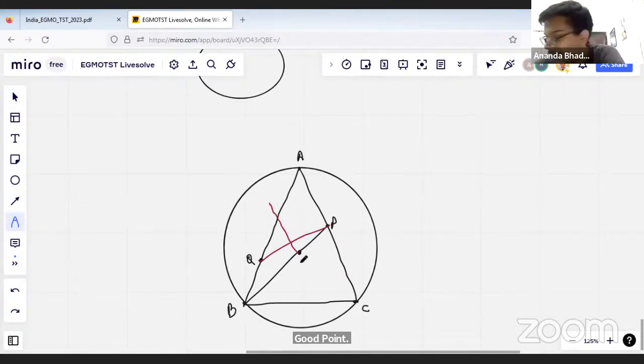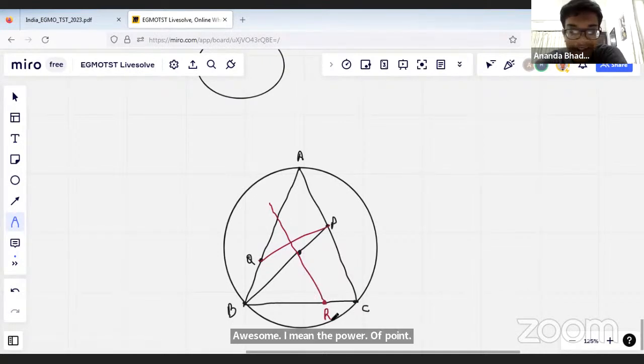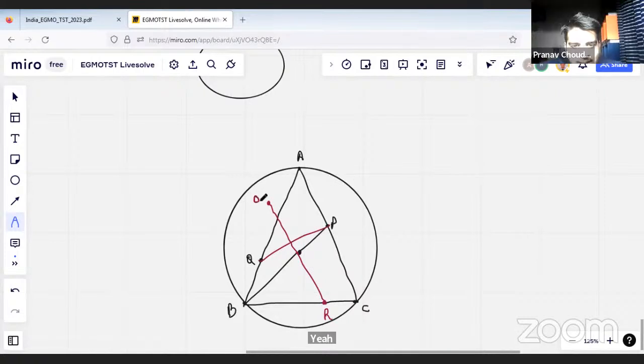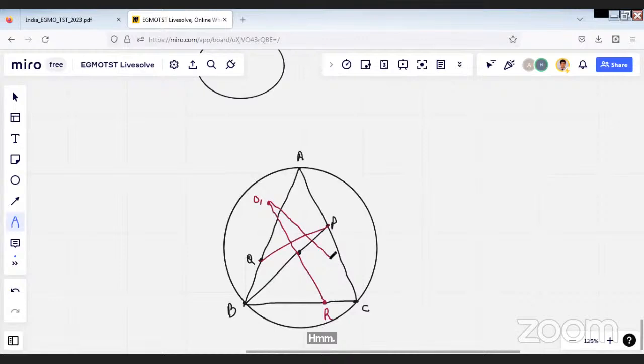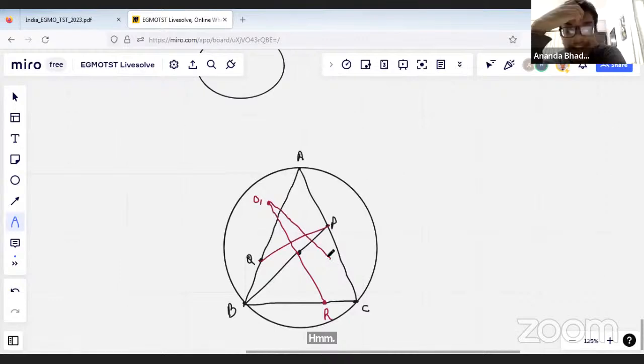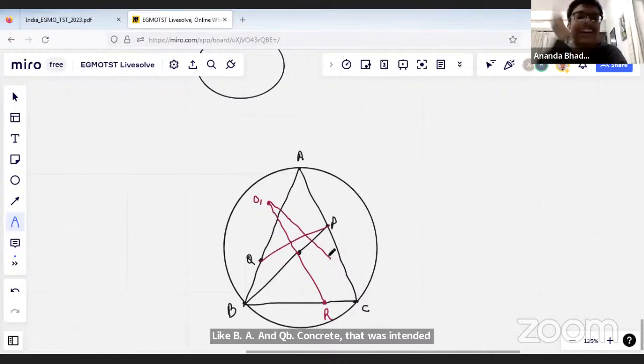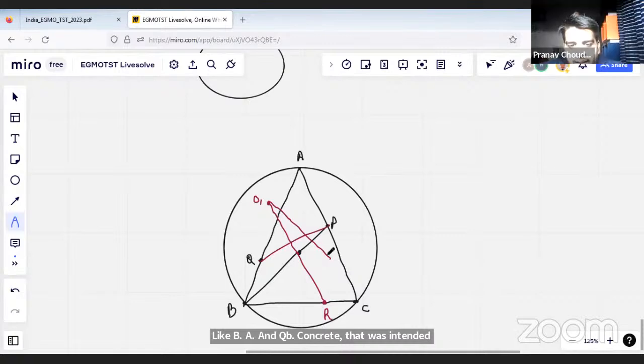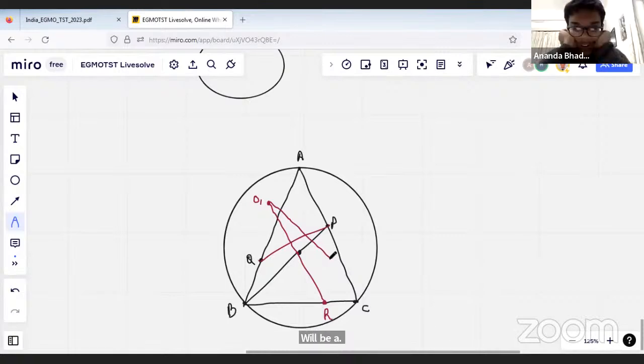The power of a point idea is not P1 level. Atul is such a scam person. Also, OPA and OQB are congruent. That was intended. Okay, fine. OPA and OQB are congruent.